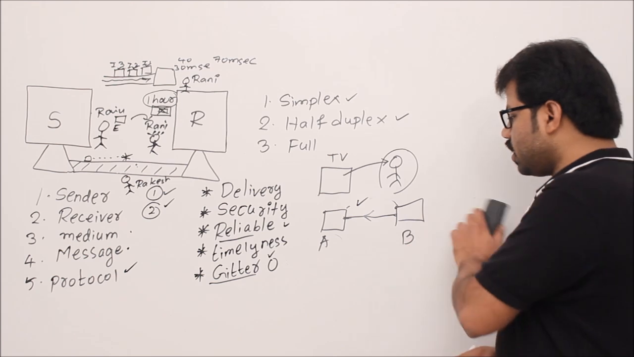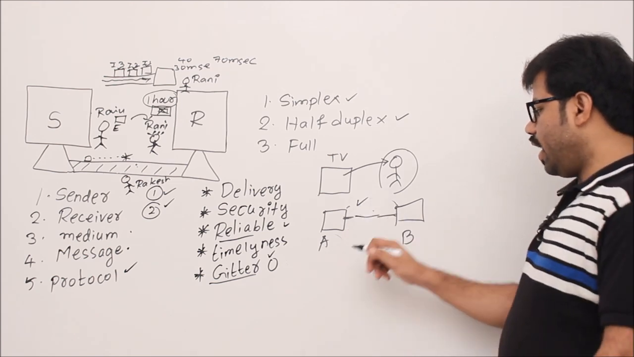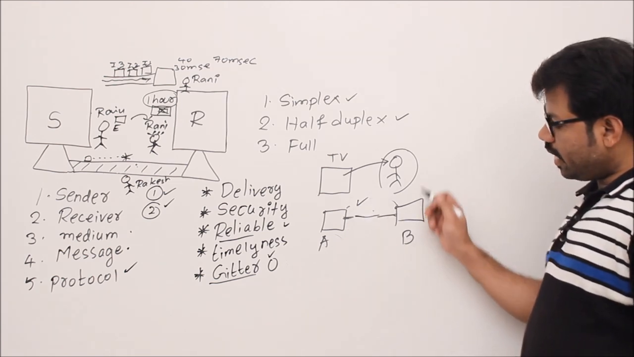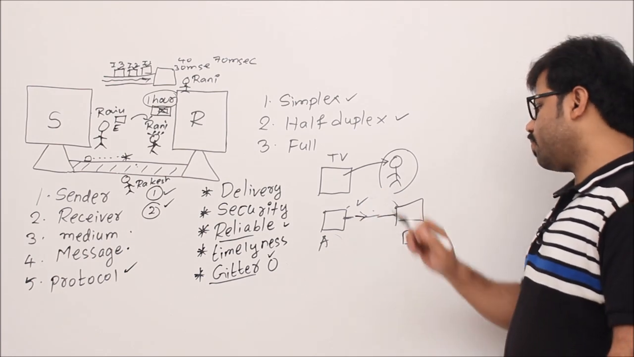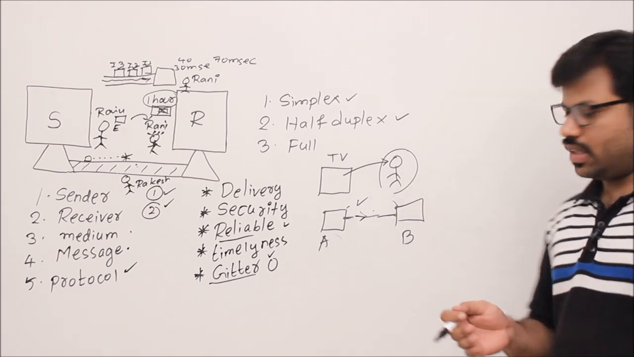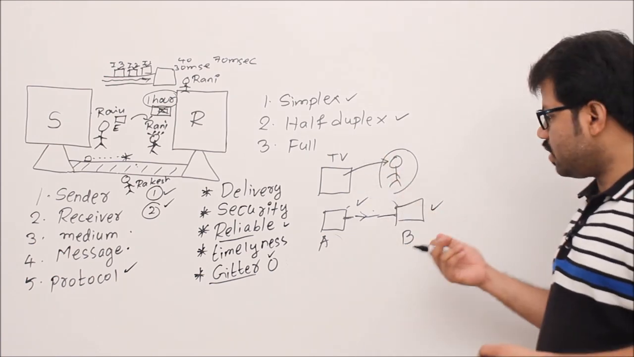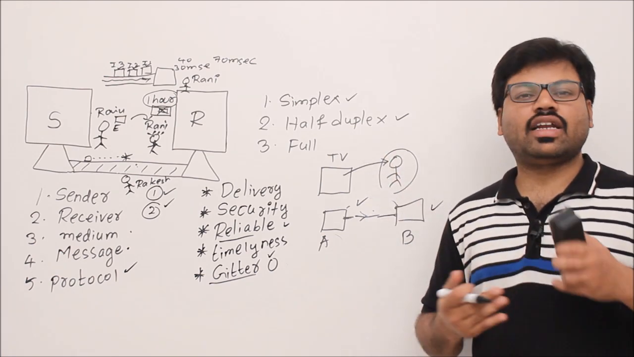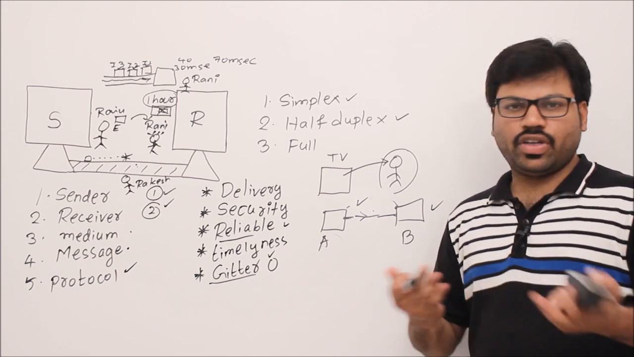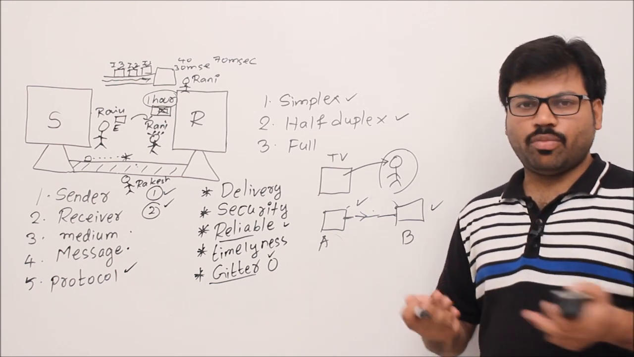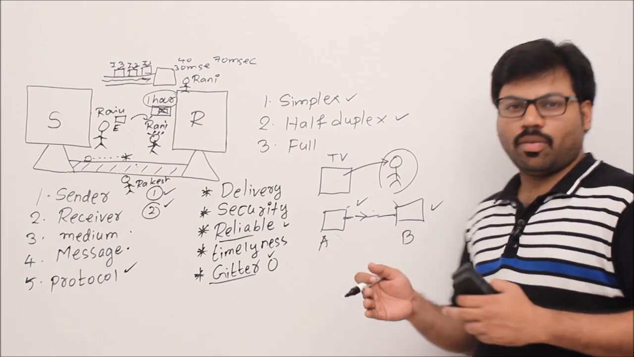The third mode of communication is full duplex, where A can send data to B and B can send data to A at a time. That means it's multi-directional. This is called full duplex communication. It depends on the channel's properties, right? Some channels cannot allow two-way communication, and some channels allow two-way communication. It depends on the channel property, I can say.